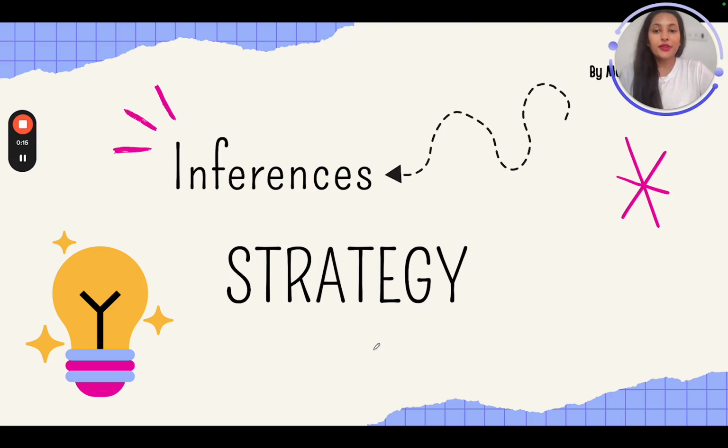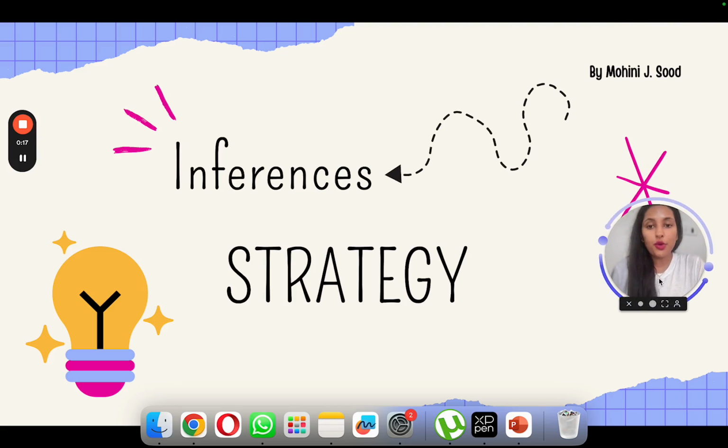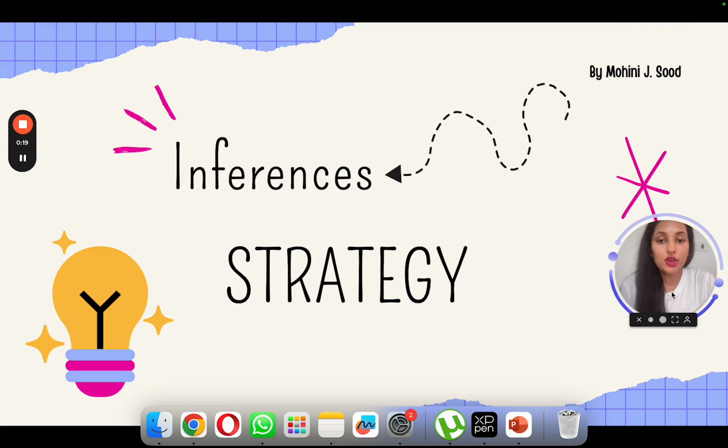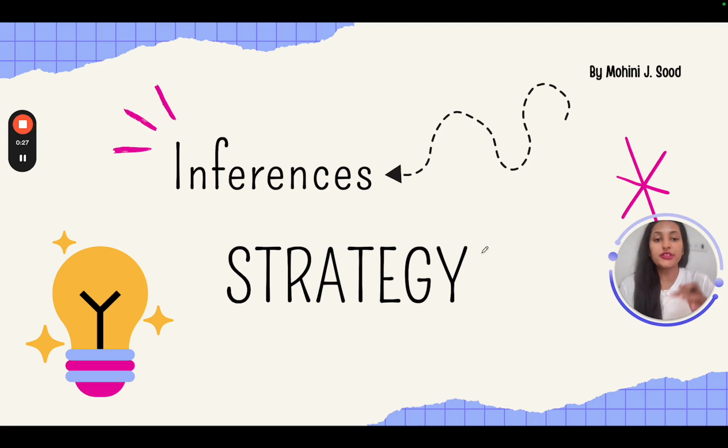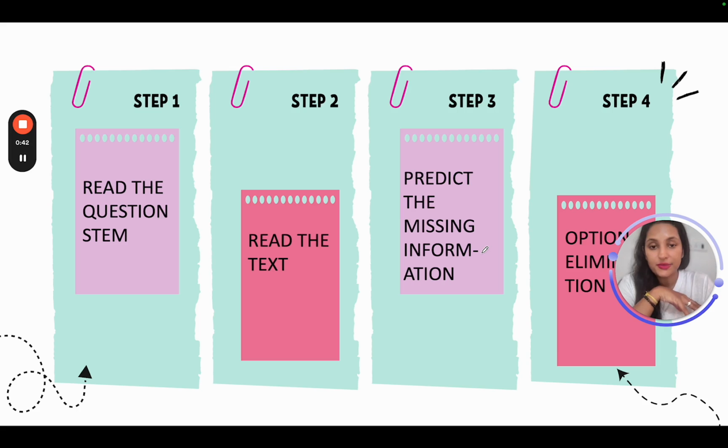Hi everyone. Now that we have seen what the inference question type is all about, we know how to identify this question type. So the next thing that we're going to learn is what is the strategy that we need to use to attempt this question type. By strategy, what I mean is that you should know exactly what to do when you come across an inference question type. You should know what your step 1 is, what is the next step that you're supposed to take, and so on. Now let's go ahead and see those steps.